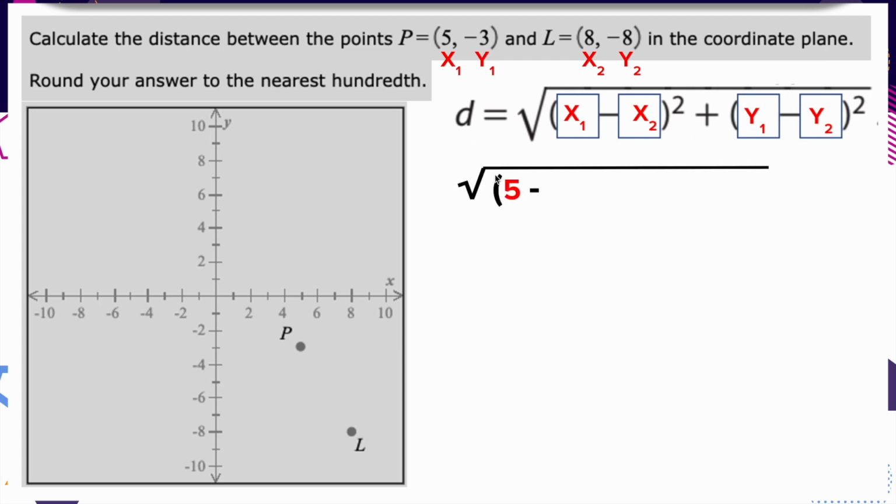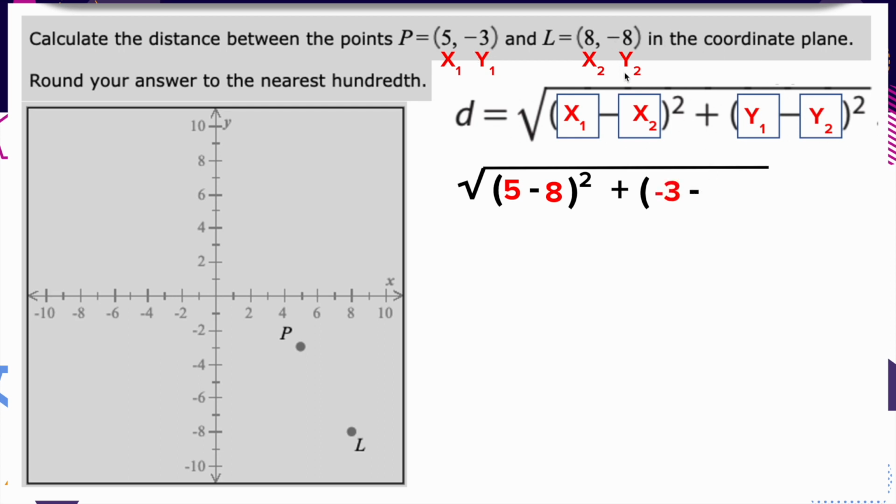Okay, so my x1, well, that was 5. My x2, if I go over here, that is 8. So I have 5 minus 8 so far, and I square that, right? I'm just filling in the formula. I'm not actually calculating anything yet. Now y1, well, that's back over here. That's -3. And then you can see I have a minus already.